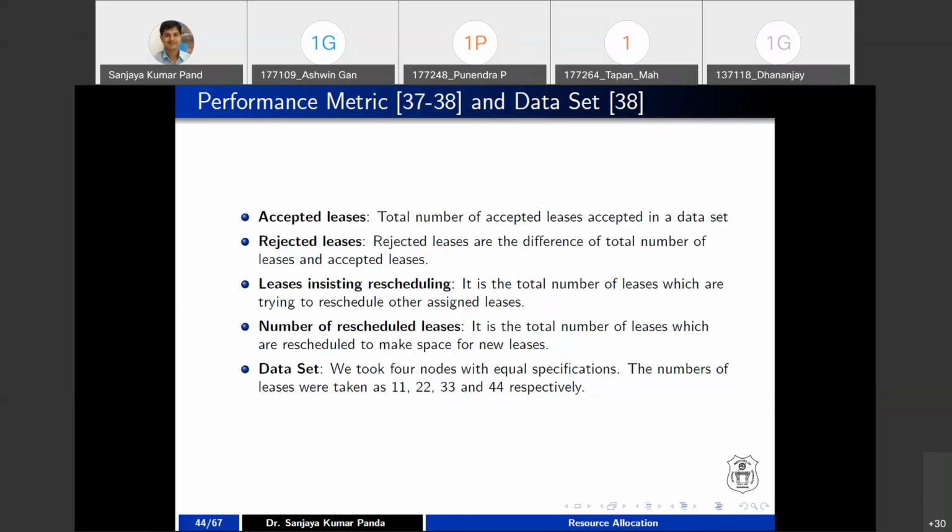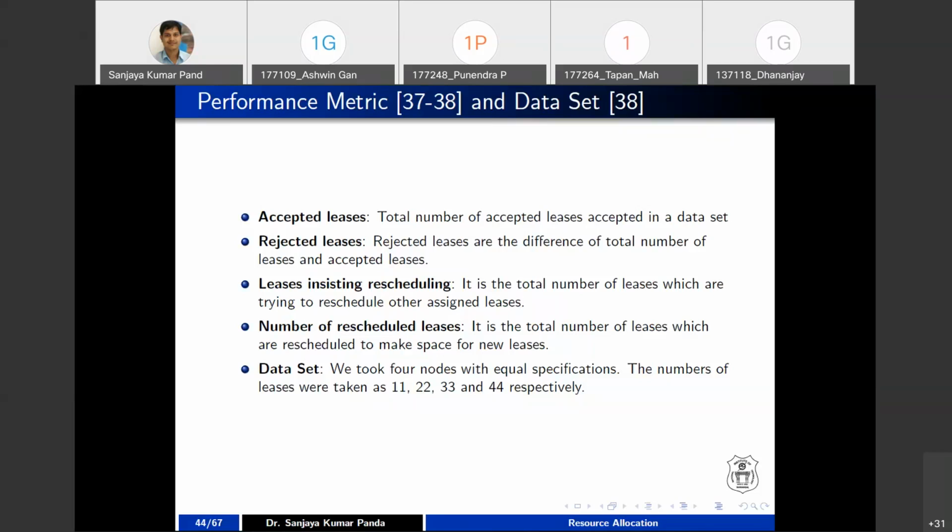Similarly, in this case, in order to check the performance of the three algorithms, that is IGR, DPS, and ALTRA, you can take a set of performance metrics. The first one is accepted leases. Accepted leases means how many leases you have submitted and how many were accommodated using a particular algorithm, that is, the total number of leases accepted in a data set.